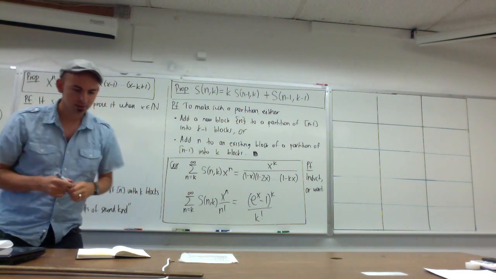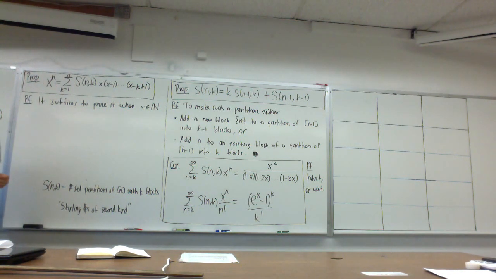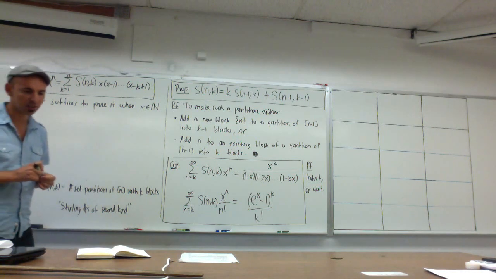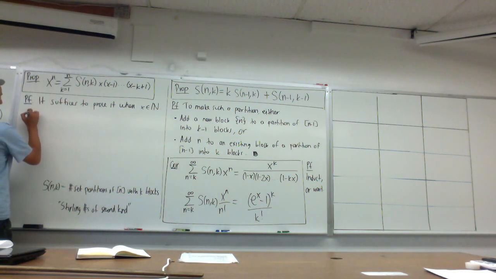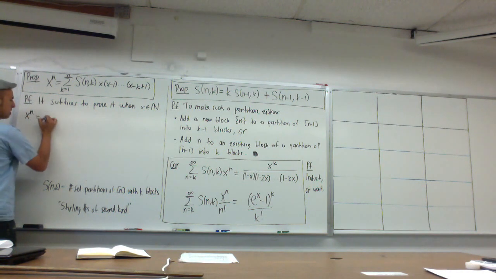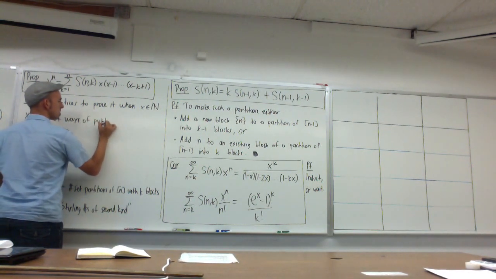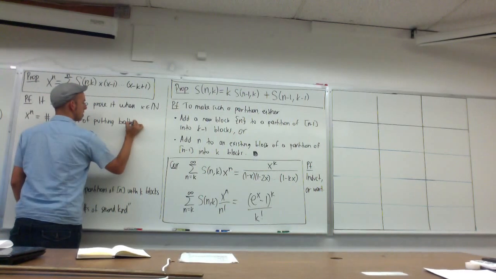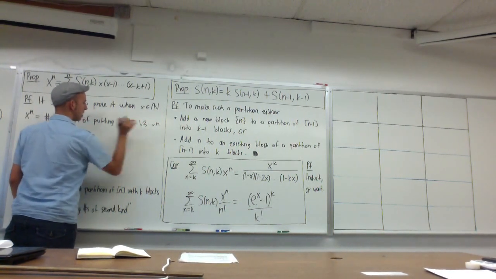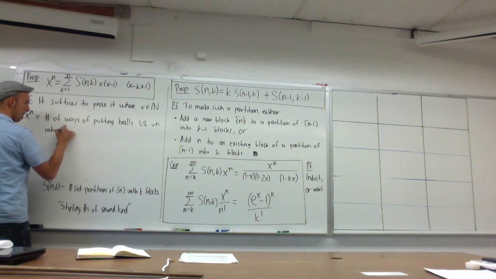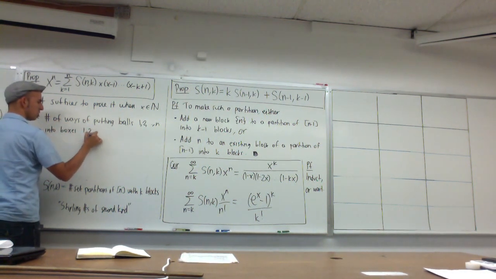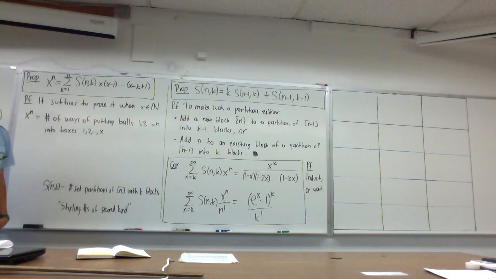Okay, so well, what's x to the n? That's a combinatorial problem that we study a lot. I'm going to phrase it like this: x to the n is the number of ways of putting balls 1, 2, up to n into boxes 1, 2, up to x. Right? Because for each ball, you have x boxes that you can put it in. So the number of ways of doing it is x times x times x, n times. Okay.